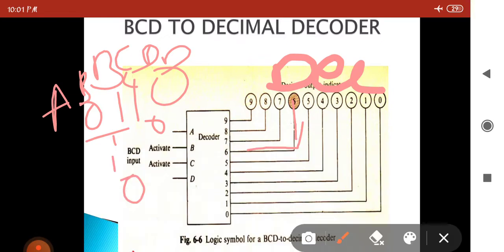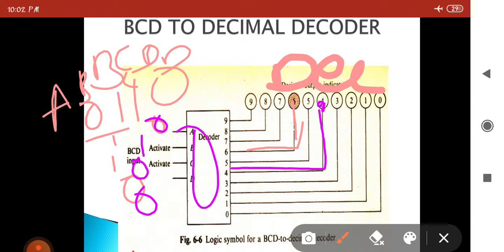I am going to write that. 0, 1, 0, 0 is active. Which one will be active? It is the 4th number bulb that is blinking. Otherwise, the 4th LED will be blinking like that. These decoders work for the numbers 0 to 9.